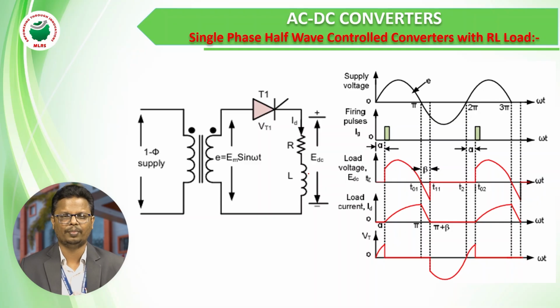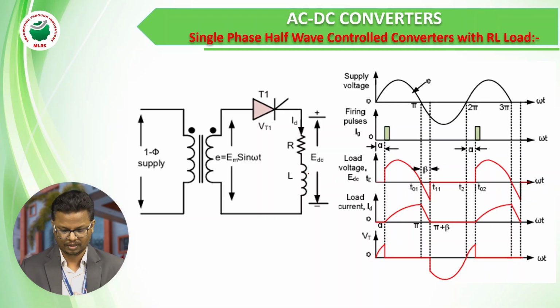So we know the basics of the inductor. An inductor is a device which will not allow sudden change of current. That is the property of the inductor. And the next one is, the inductor can store energy in the form of a magnetic field. That stored energy can be utilized as a supply.